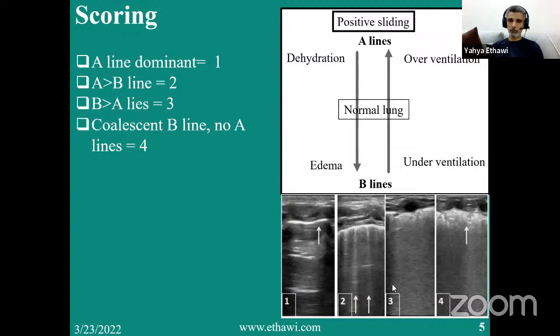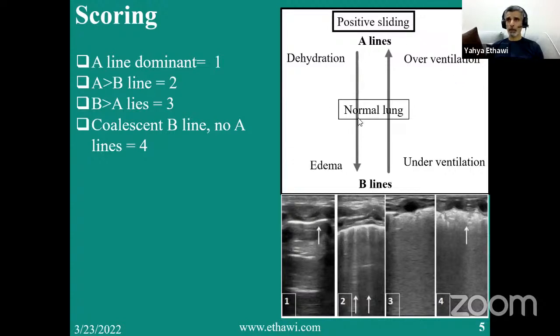However, you'll see some literature that scores 0 to 3. So be careful which zone and which reporting or grading system you use. If you have more A lines, that means you have more air, considering that the sliding is positive. If the sliding is not positive, it is a different issue. So if A lines are more, then either there is no fluid making the A lines high, or there is more air causing the A lines.